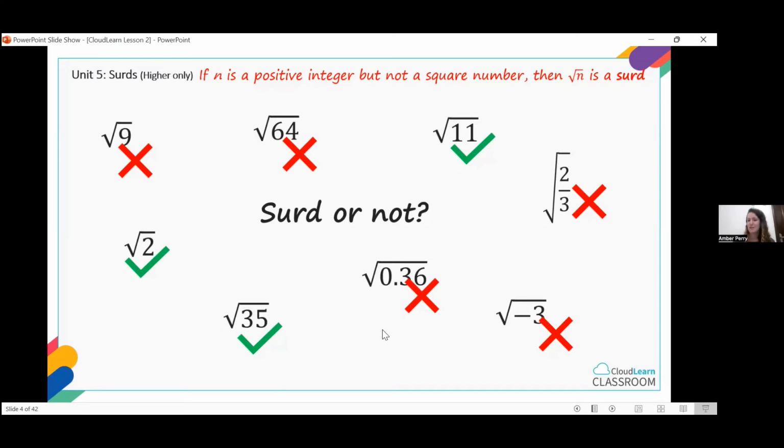So before I move on, does anyone have any questions about what a surd actually is? Or do we kind of have an idea now? It has to be a positive number, but it cannot be a square number. That's the rule. Does anyone have any questions there they'd like to ask? Please do unmute yourself if you want to, or pop it in the chat. No? Okay.